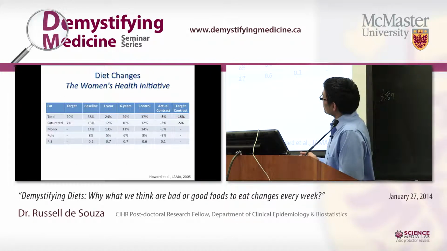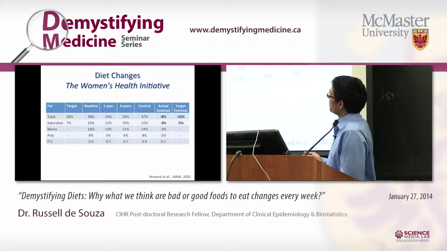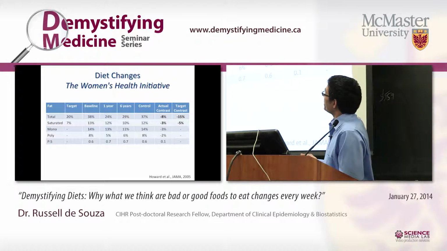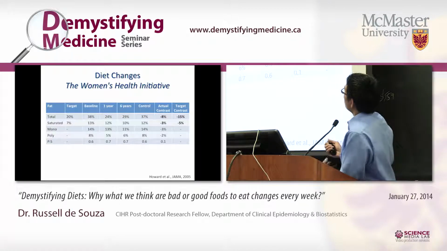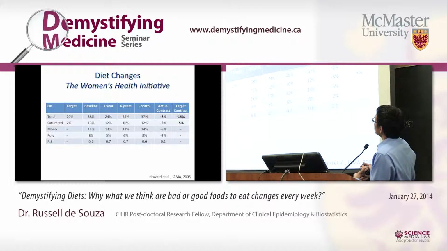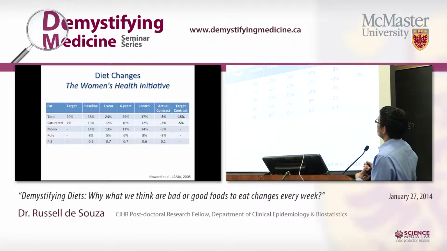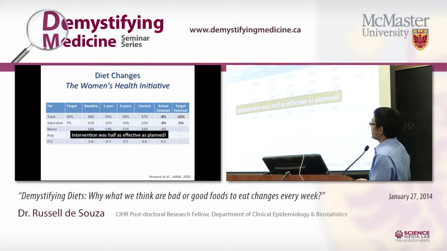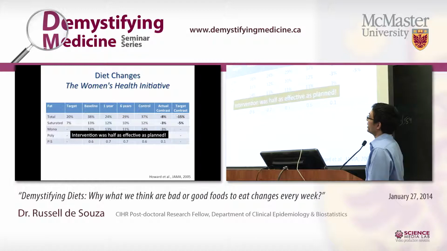So, just to give you a little bit about what happened over these 9 years: at baseline, the women were consuming roughly 38% of energy from total fat, and 13% of their diet was saturated fat. The targets were 20 and 7%. Now we can see here that by the 6-year mark, people had reduced fat to 29% and saturated fat to 10%. So compared to what the investigators were trying to get, which was a contrast of 15% fat and 5% saturated fat, the actual contrasts were 8 and 3%. So the intervention, for a long-term dietary intervention study, was about half as effective as planned.